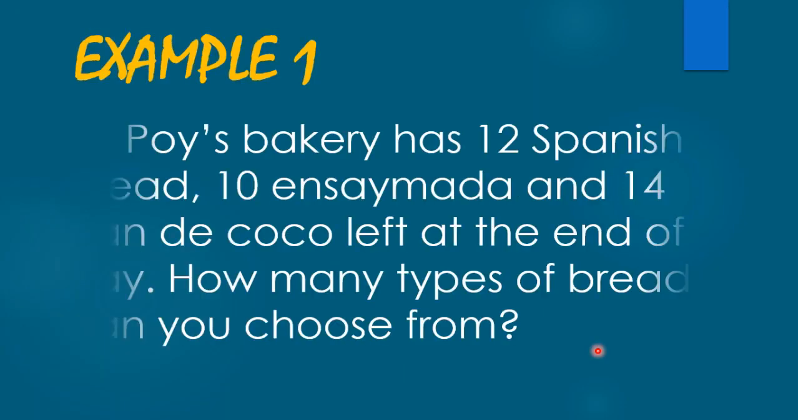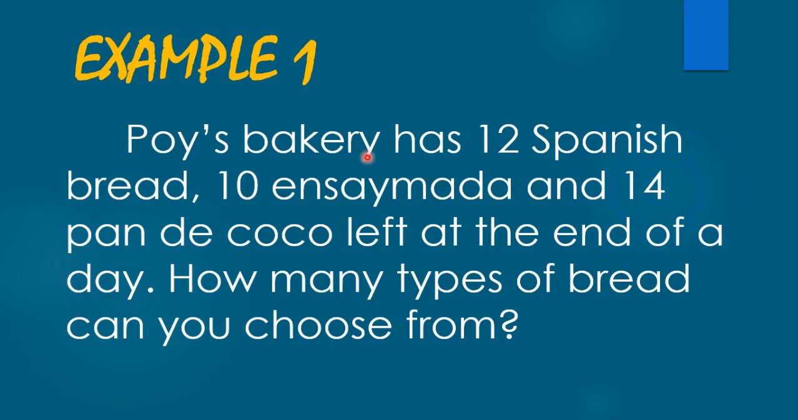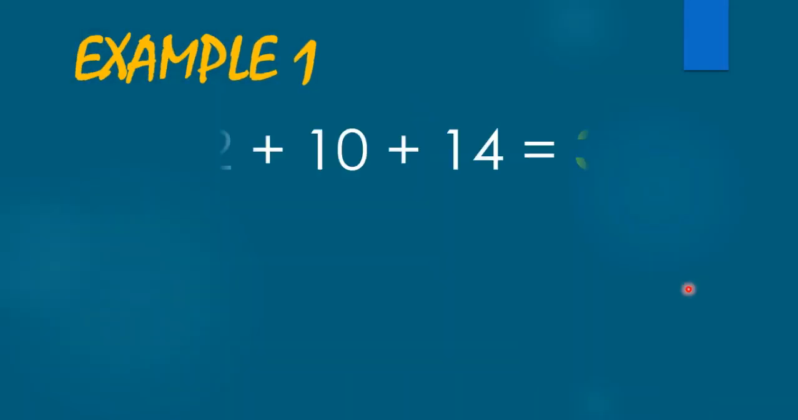Let's have example number 1. Poy's Bakery has 12 Spanish bread, 10 ensaymada, and 14 pan de coco left at the end of a day. How many types of bread can you choose from? So we have 12 Spanish bread plus 10 ensaymada plus 14 pan de coco. So we'll have 12 plus 10 plus 14. So we have 36 choices.